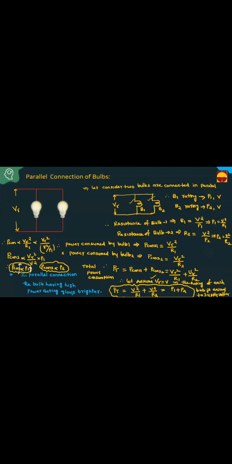In parallel connection, the bulb having high power rating glows brighter. The higher the power rating, the higher the power consumption; if any bulb takes more power, it glows brighter. It's a very important observation. Power consumption increases, then the brightness also increases. The bulb with the high power rating glows brighter. That is in parallel connection.